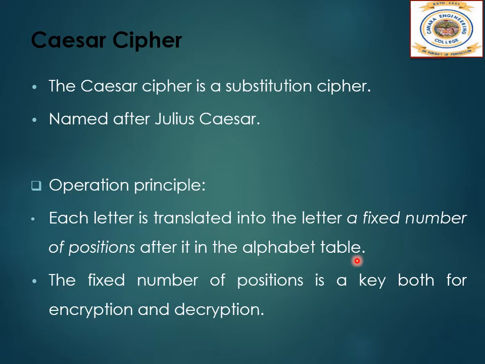We have 26 alphabets, right? So we take the key size to be a fixed number. In Caesar cipher, the key size is fixed to k equal to 3. In general, if it is anything other than 3, it is called a shift cipher. So the fixed number of positions is a key for both encryption and decryption. That is why it is called symmetric encryption. For encryption and decryption purposes, we use the same key.